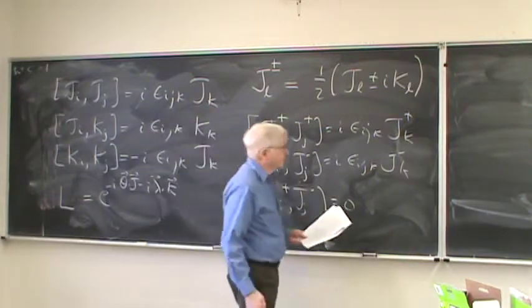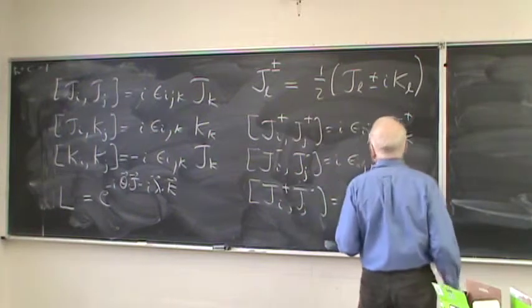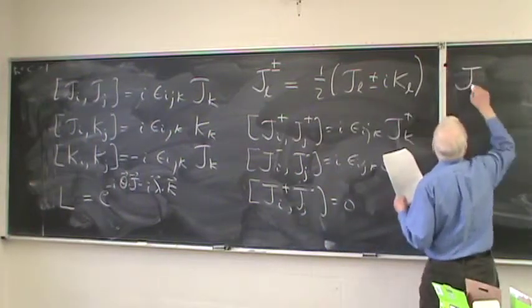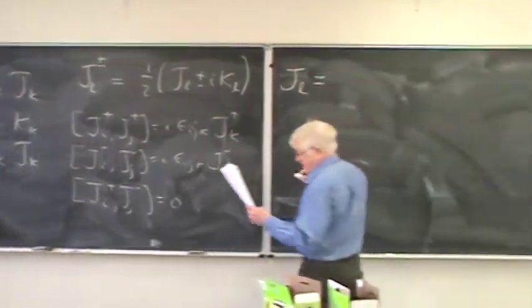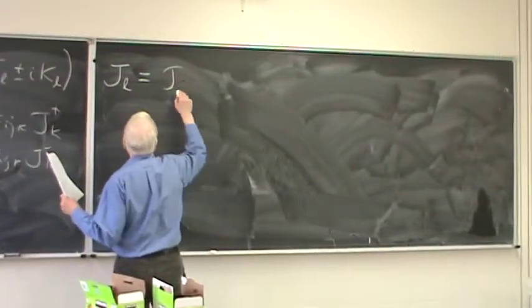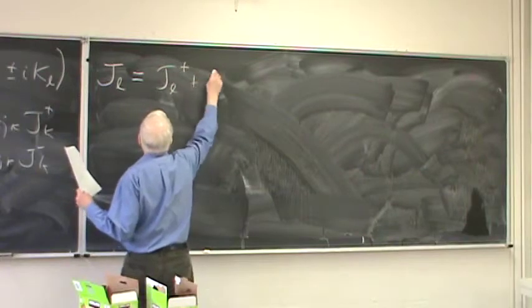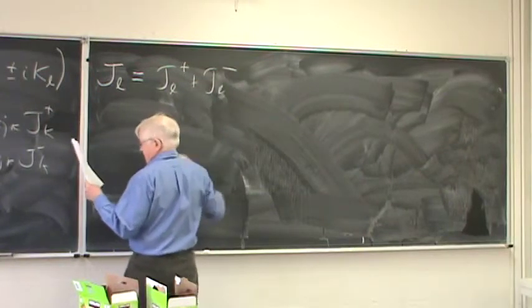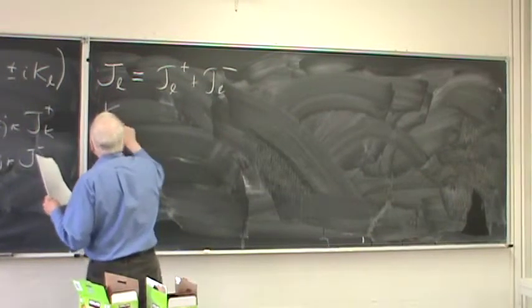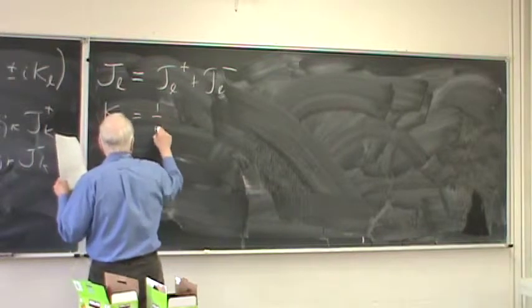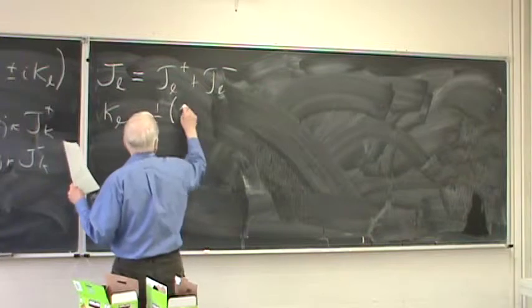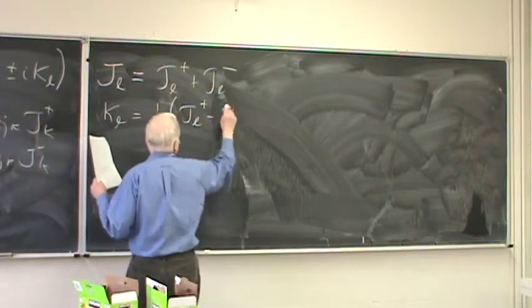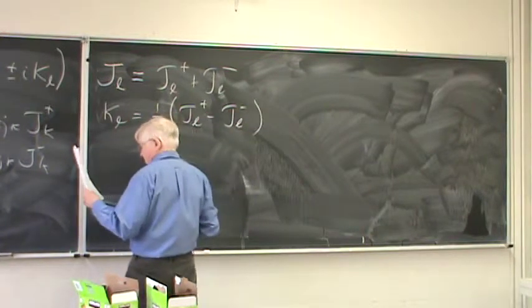And moreover, we can write J as J plus plus J minus, and K as 1 over i times J plus minus J minus.